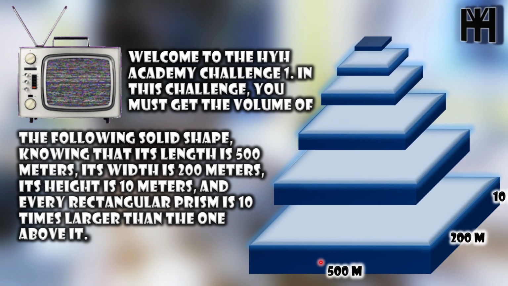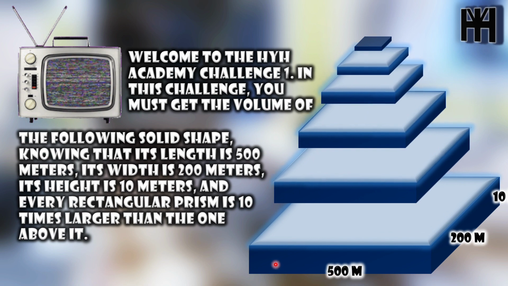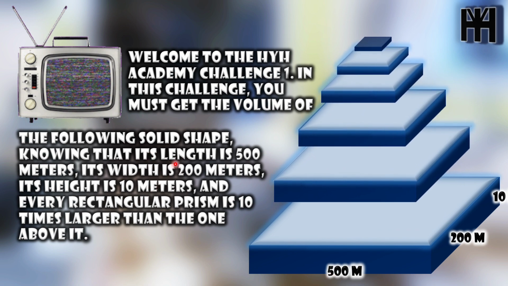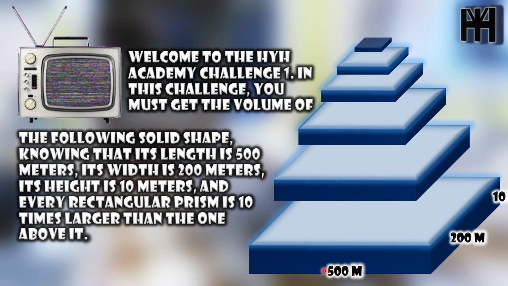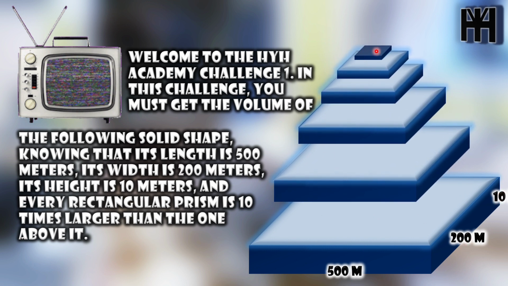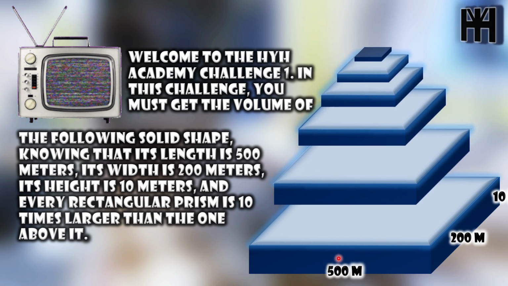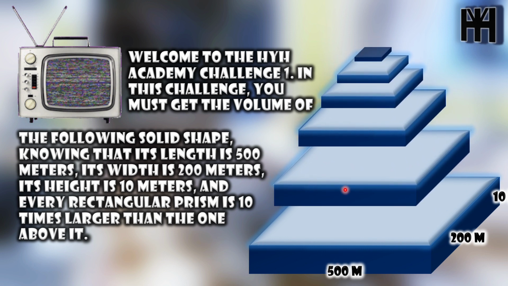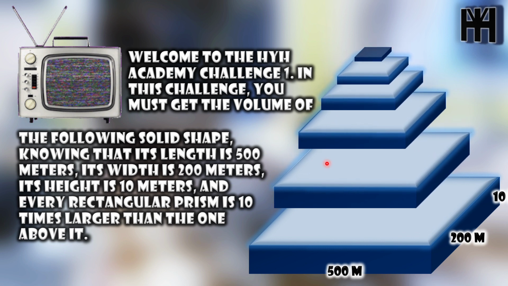Okay, just to make sure you understand what he meant by its length here, he meant this rectangular prism here. So its length is 500 meters, its width is 200 meters, and its height is 10 meters. And you need to get them all. Also, this one here is 10 times larger than this one, and this one is 10 times larger than this one, and so on.